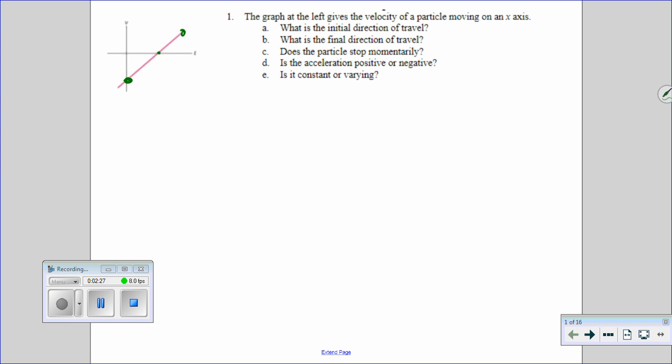Right. The only reason I hesitated is a lot of times I'll give you a graph, maybe a position time graph, where it'll be straight line, straight line. That's changing direction. But it's not differentiable. So as long as your graph is differentiable, then what you said works perfectly. Very good. All right.